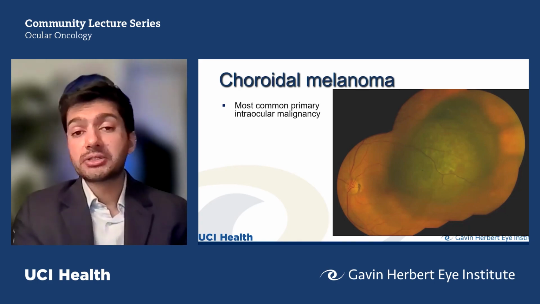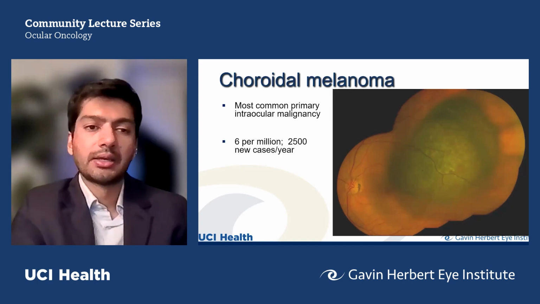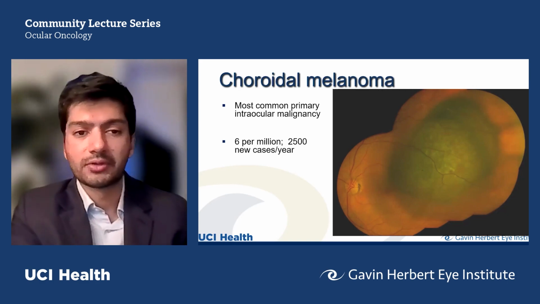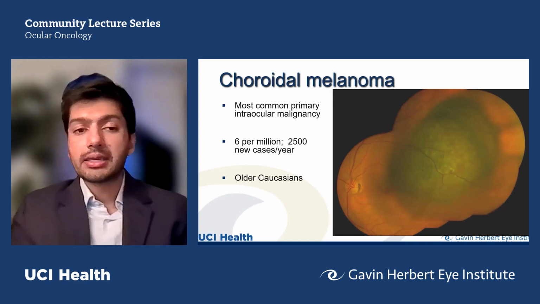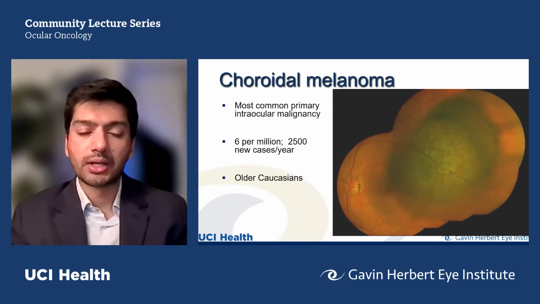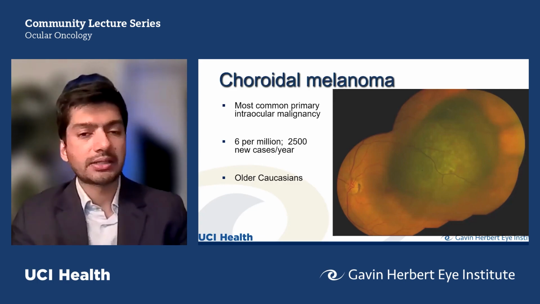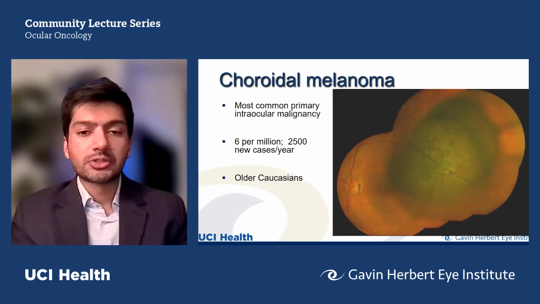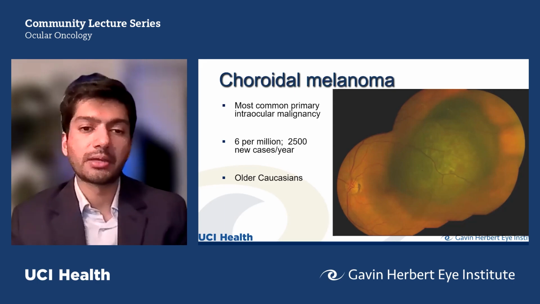I mentioned that choroidal melanoma is quite rare, but it's the most common primary intraocular malignancy. As I mentioned, there are 6 per million, or 2,400 to 2,500 new cases per year. We seem to see it a little bit more commonly in older Caucasians, although other races can have it as well. It does not appear to be genetically connected to melanoma on the skin. The genetics are completely different than what you would note on the skin. So if you have a history of melanoma on the skin, it doesn't necessarily mean that you have a higher risk of developing a melanoma in the eye.